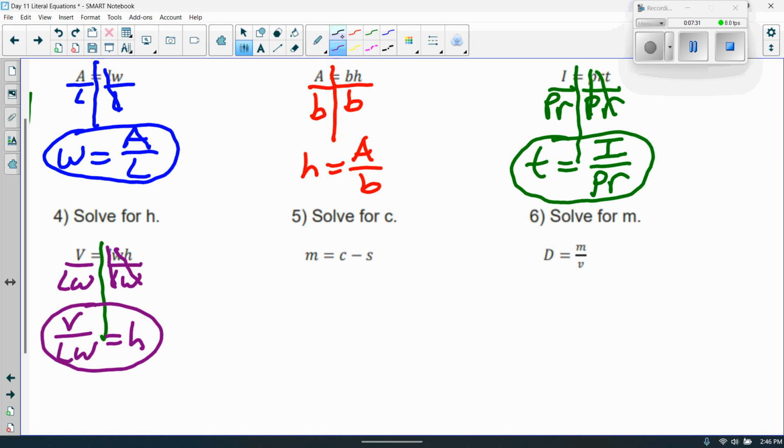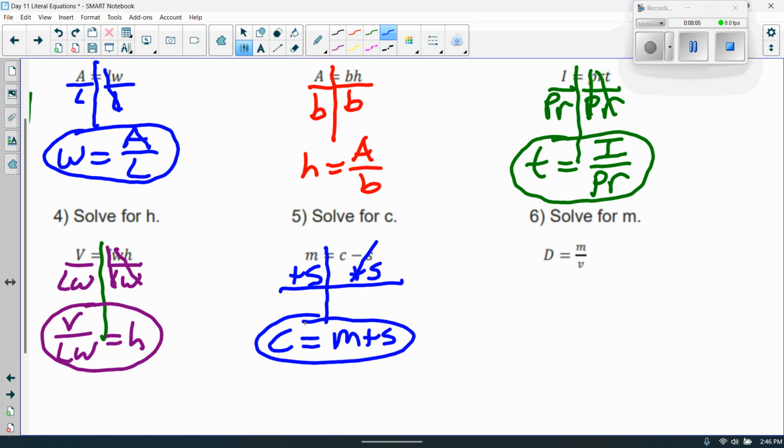Okay, so for 5 now, it changes a little bit, but it's actually easier in my mind. It says solve for C. C again is on the right side. Who else is on the right side? A negative S. So we have to get rid of that S. If we're minusing S, how do we get rid of it? Do the opposite. Add S on both sides, even though my S's look like 5s. That goes away, and you're left with C equals what? M plus S. Not miss. You write M plus S. And there's your answer.